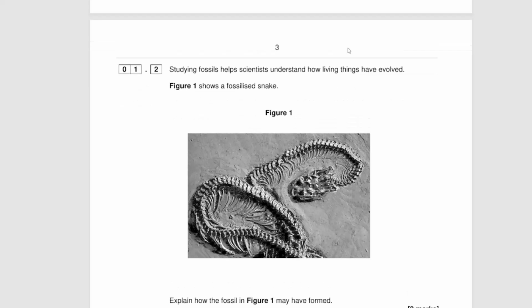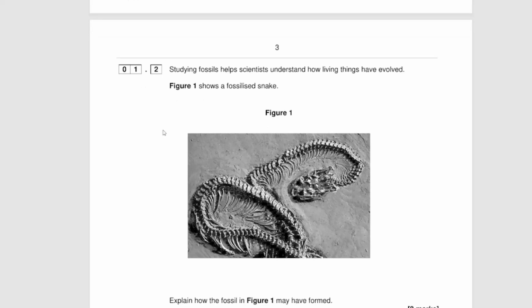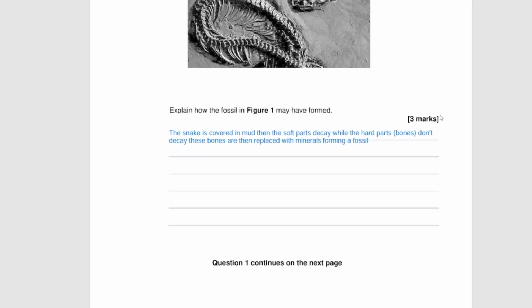Moving on to question 1.2. Studying fossils helps scientists understand how living things have evolved. Figure 1 shows a fossilized snake. Explain how the fossil in figure 1 may have formed. The snake is covered in mud. Then the soft parts decay while the hard parts, which are the bones, don't decay. These bones are then replaced with minerals, forming a fossil.